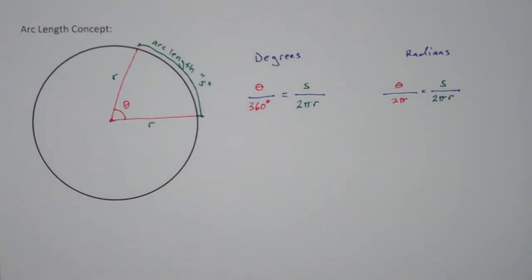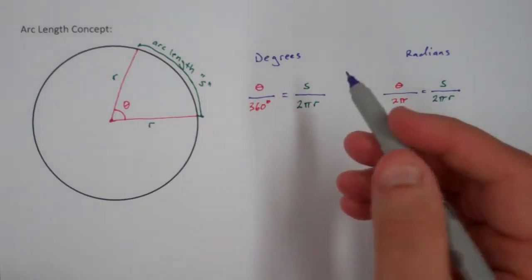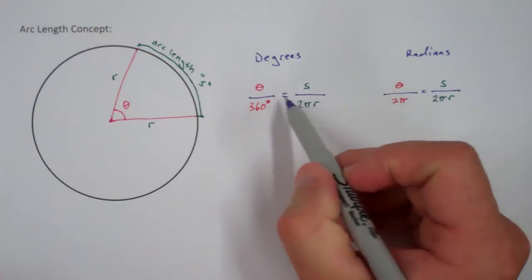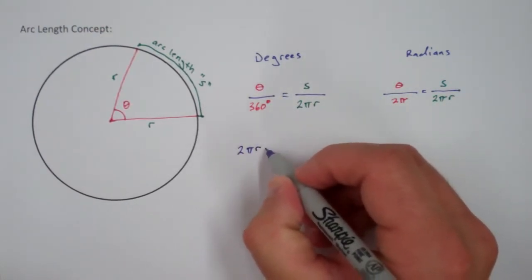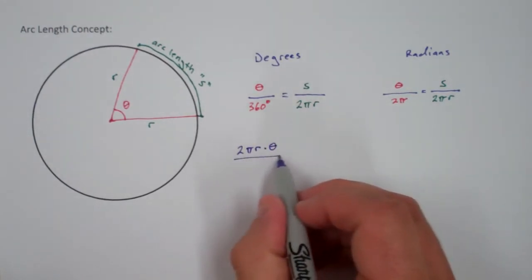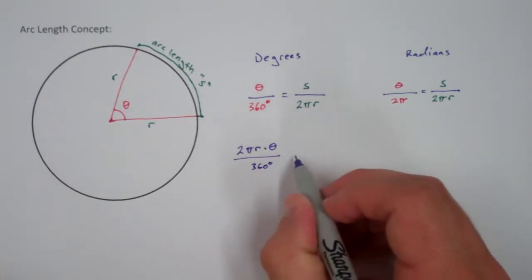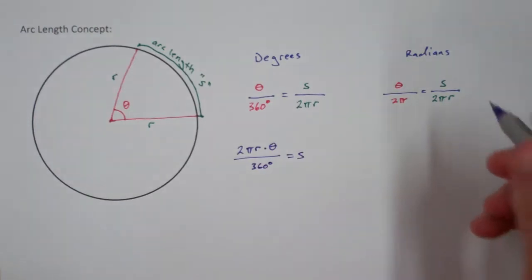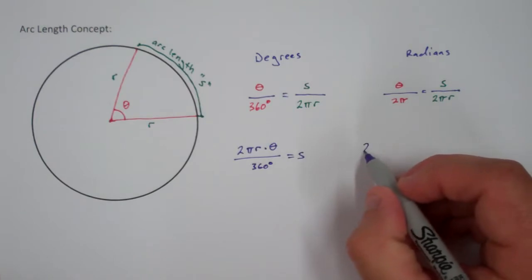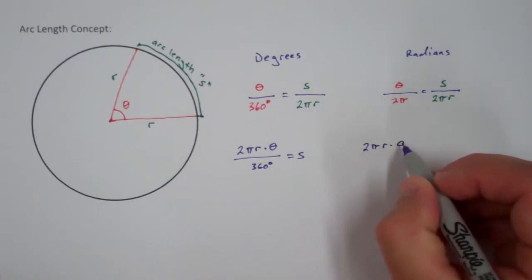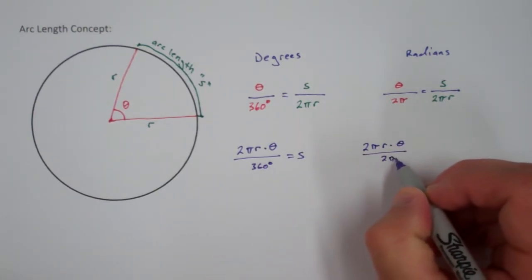Now we're going to manipulate this equation just a little bit. Remember, here we're finding arc length. So generally what you'll see is you'll see S solved for. So if we solve for S here, we're going to multiply each side by 2 pi r. So we'll have 2 pi r times theta all over 360 degrees is equal to S. And on the right hand side, we're still going to multiply by 2 pi r on each side. So we're going to have 2 pi r times theta over 2 pi.